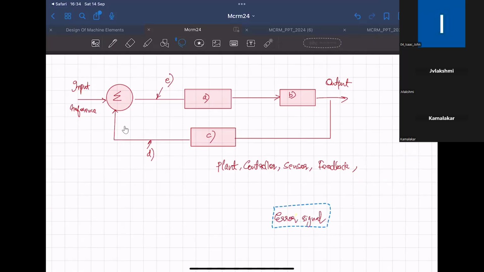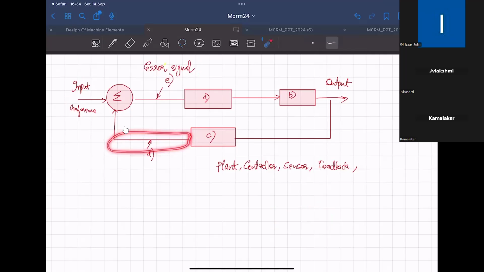So option E is the difference between the input reference and what you obtain from the sensor over here. This is the output that is measured. It's actually a loop, so we cannot start from one place, because it's a loop. So option C becomes the sensor.